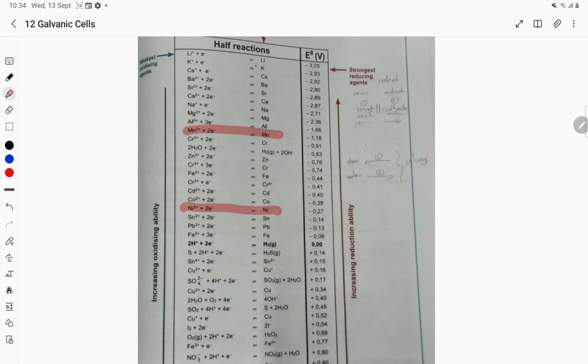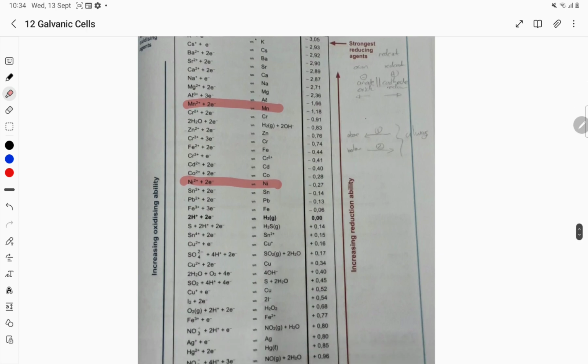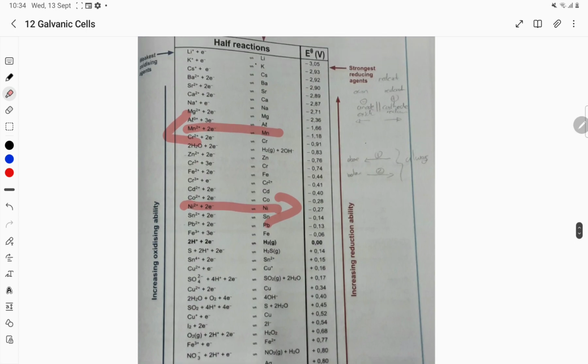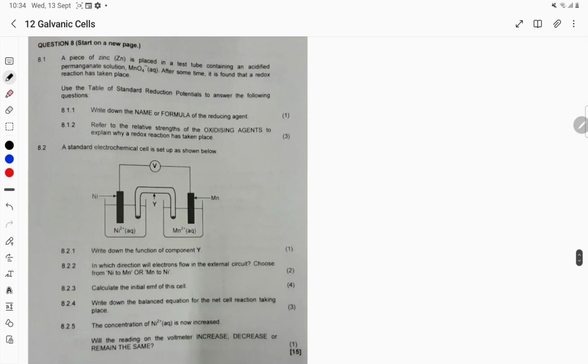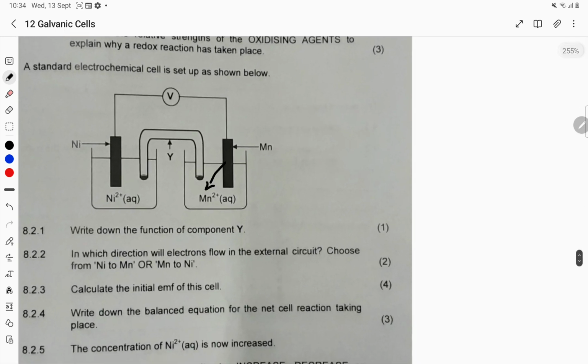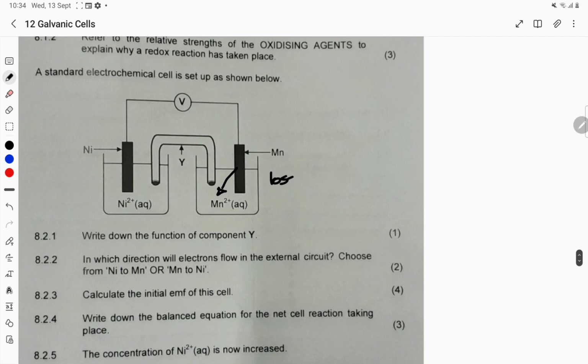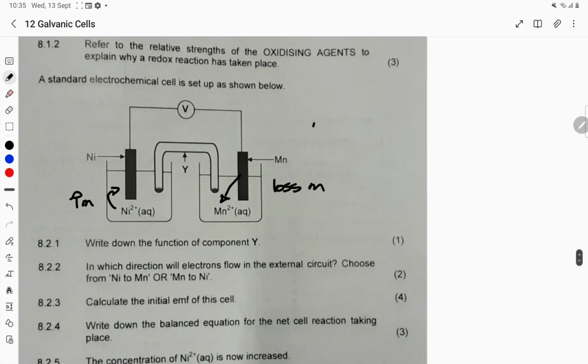All right, so I found them, and just from knowing the pattern, the thing above will be oxidized and the thing below it will be reduced. So Mn will be oxidized and Ni2 plus will be reduced. So in our half cell, our Mn will go to Mn2 plus, meaning we have a loss of mass here, and our Ni2 plus will go to Ni, which will be an increase in mass of our nickel electrode. So Mn will go to Mn2 plus and Ni2 plus will go to Ni.